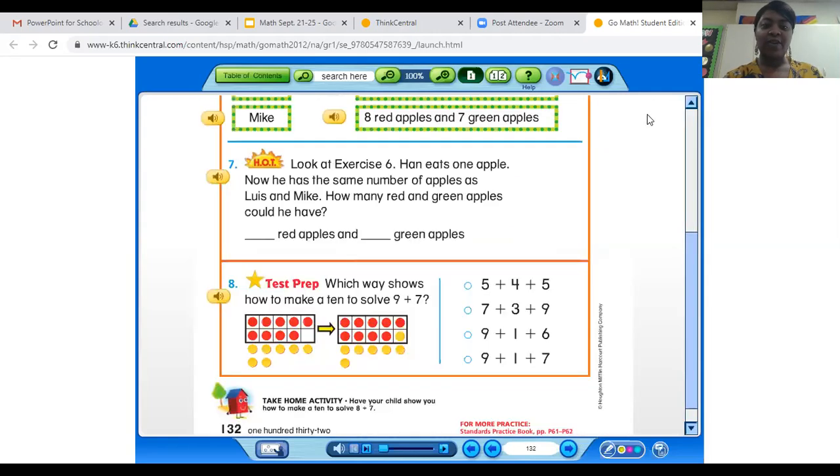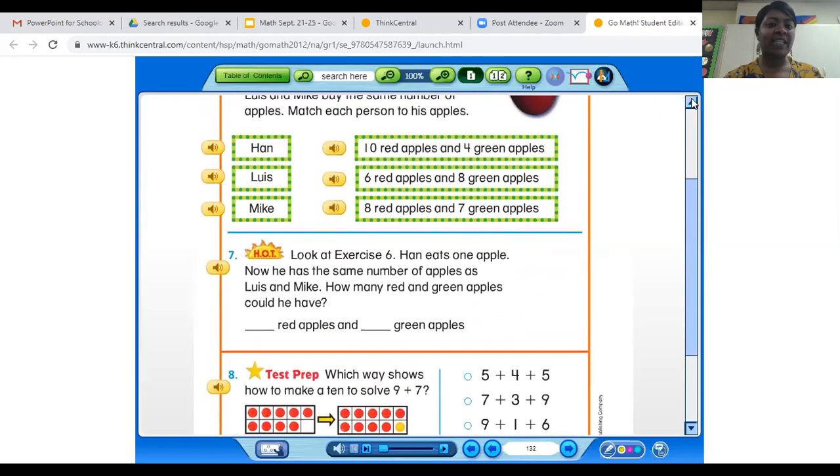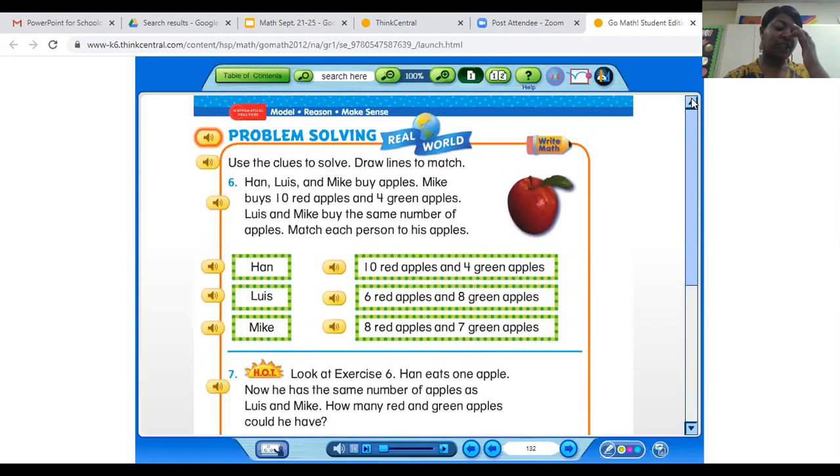And then I want you to work on page 132, do some of these problem solving. I want you to show what you know. So let's read it. We're going to use the clues and we're going to draw lines to match. Han, Lewis, and Mike buy apples. Mike buys 10 red apples and 4 green apples. Lewis and Mike buy the same number of apples. Match each person to his apples. So I want you to think about that and I want you to figure out who has what.